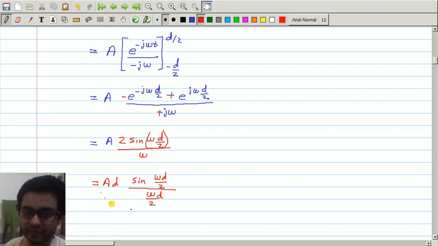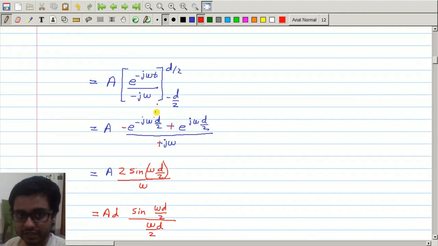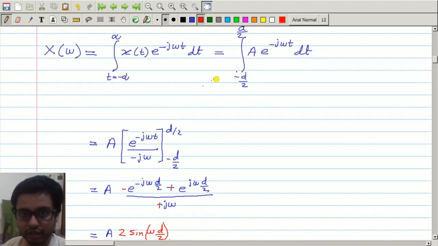That is the answer. Not quite correct, because you cannot do this integration in this way if omega is equal to 0. So this is true only if omega not equal to 0. Otherwise, this formula of integration is not valid. Divide by 0 makes no sense.